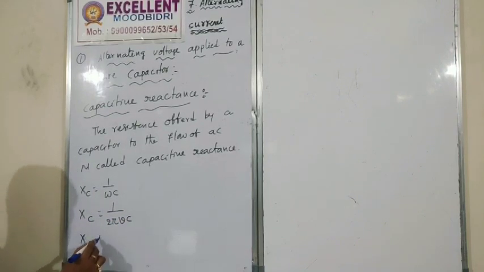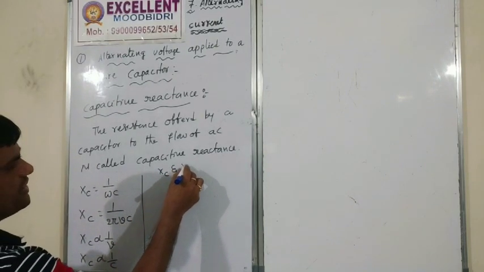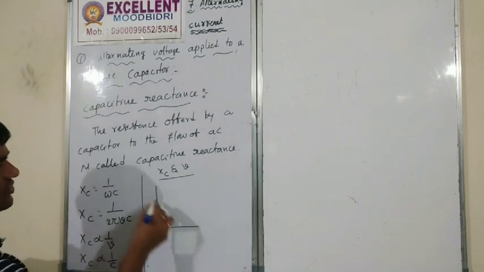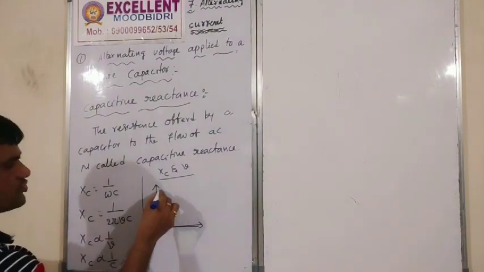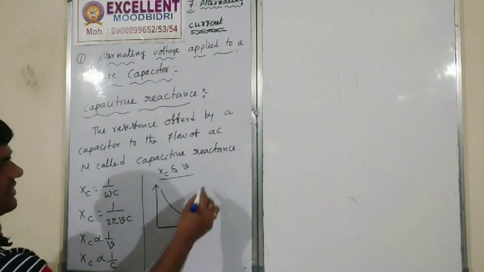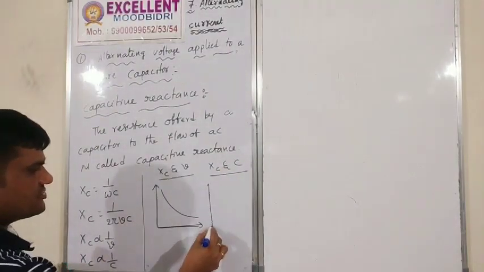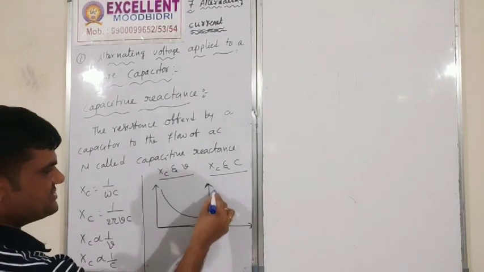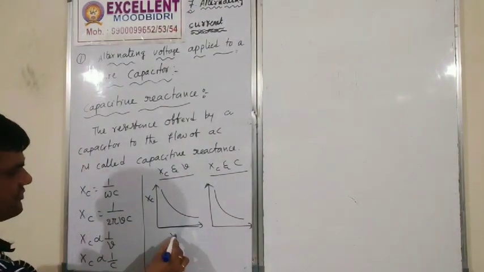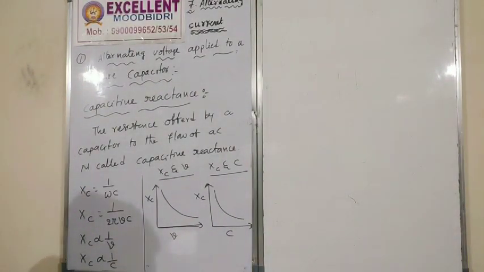Therefore, XC is inversely proportional to frequency. XC is inversely proportional to capacitance. So the relation between XC and frequency is inversely proportional, so XC decreases. Correct? Similarly, the relation between XC and C, what will come? That one is also the same. Correct? Decreases. This is XC, this is the frequency, this is XC, this is C. Finish one.